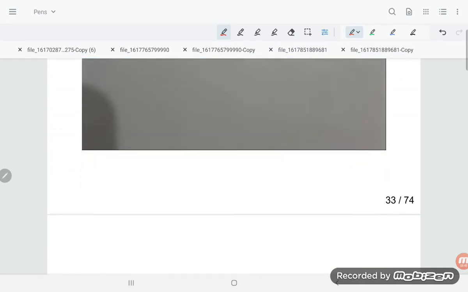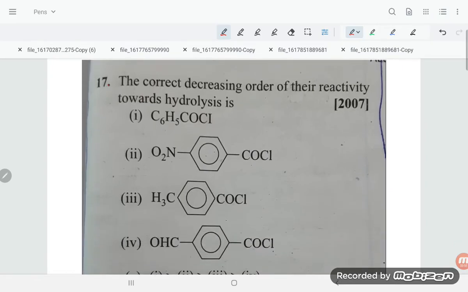Now let us move on to question number 17. The correct decreasing order of their reactivity towards hydrolysis is, okay, they are saying the correct decreasing order of their reactivity towards hydrolysis is. So decreasing order of reactivity towards hydrolysis. So if you see, student, these many options can be easily hydrolyzed, they are all carbonyl compounds, and hydrolysis means you are going to attack with the OH group, right?